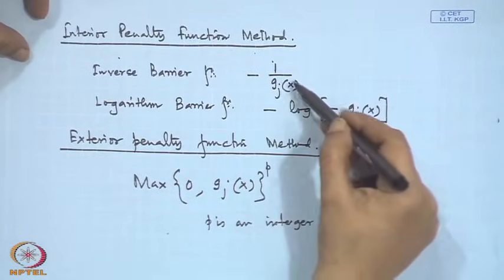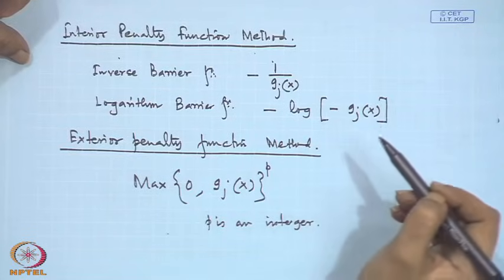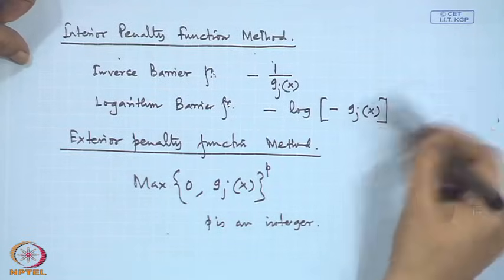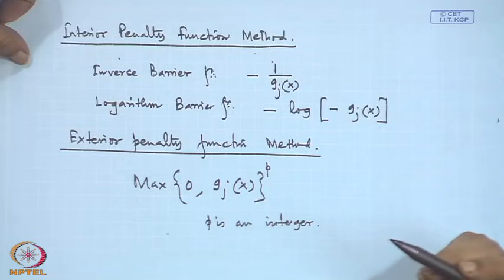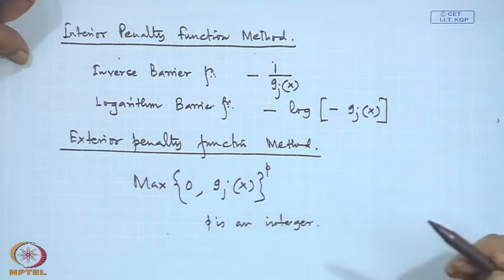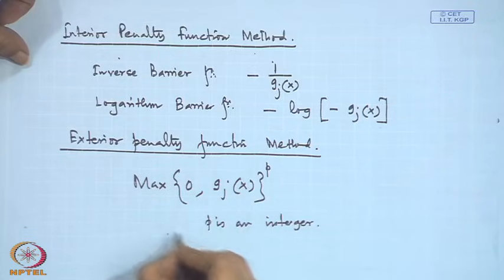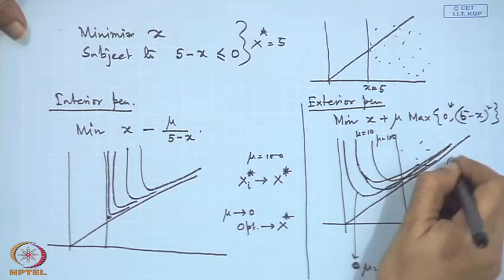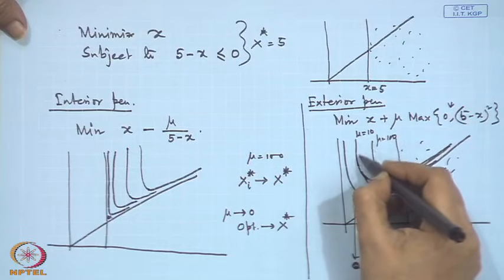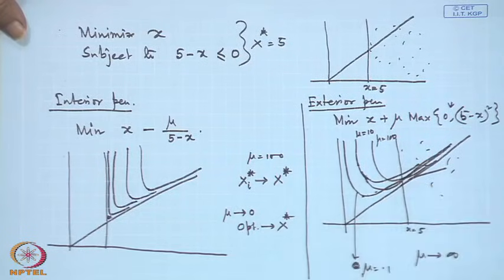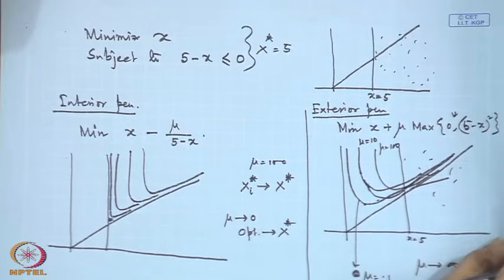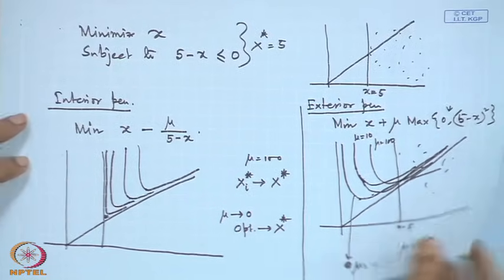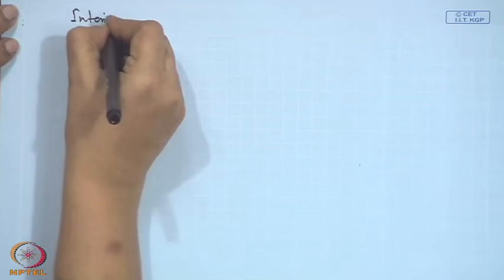The interior function automatically guides us to move through the feasible space, and it will generate a sequence of optimal solutions which, for mu tending to 0, will approach the optimal solution of the original problem. And for the exterior penalty function method, if we consider this kind of function, it automatically guides us to move through the infeasible space, because this is the feasible space, so that the sequence of optimal solutions will approach the optimal solution of the original problem in this fashion. That is the basic philosophy of the interior and exterior penalty function methods. Let me write down the algorithm for both the methods.